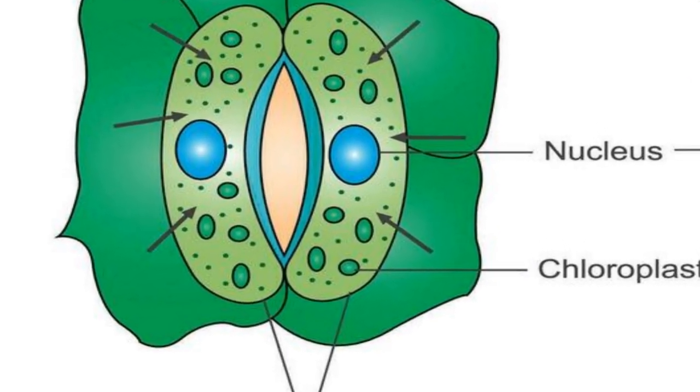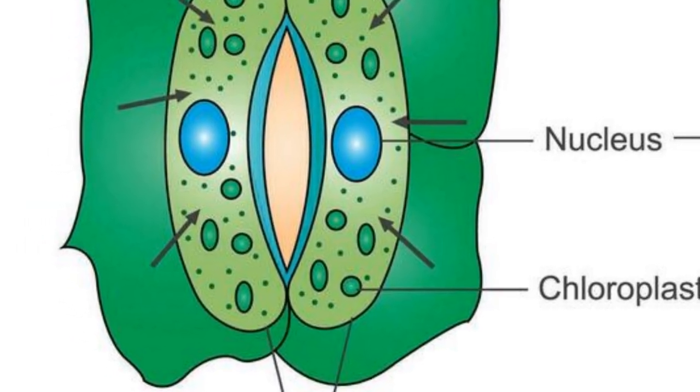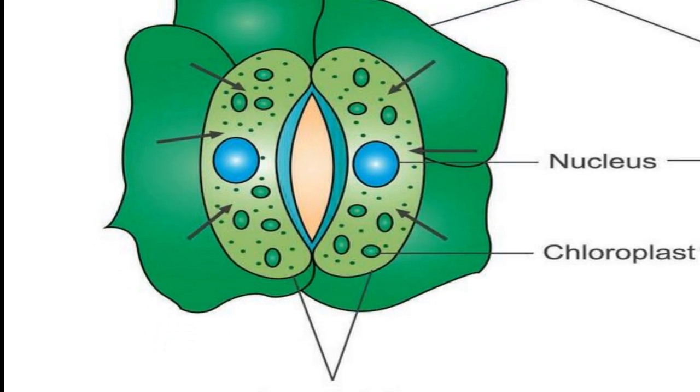The guard cells have a thick inner wall towards the pore and a thin outer wall. The movement of these walls controls the stomatal aperture.